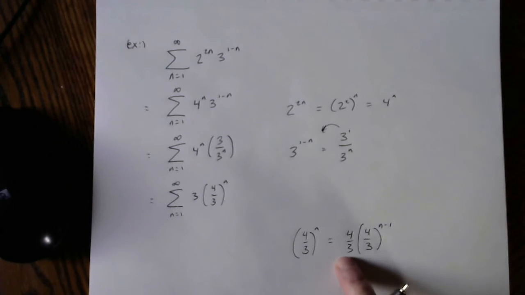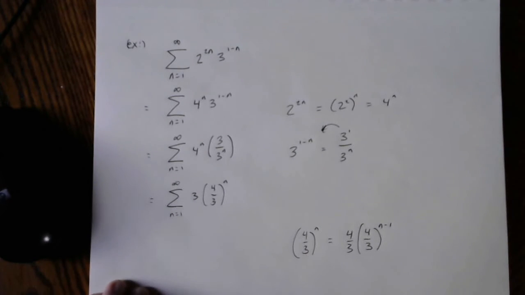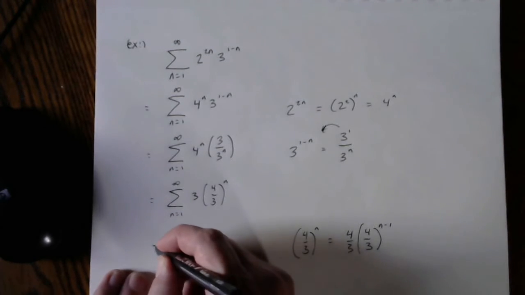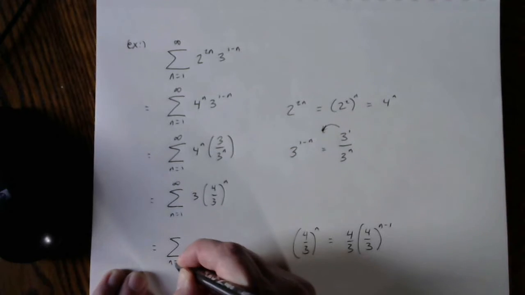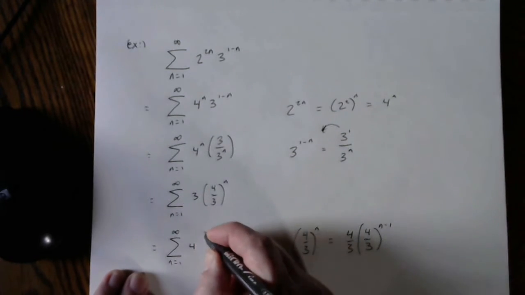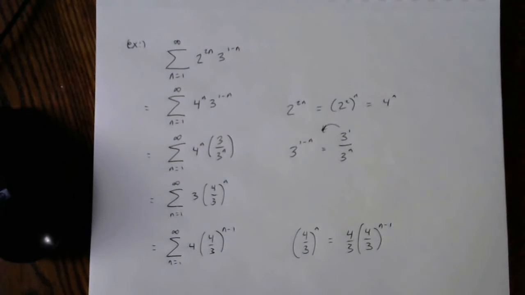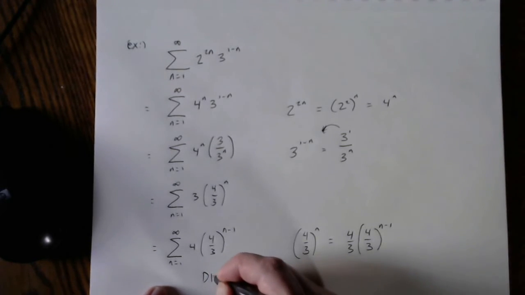Now this is a constant, 4/3, so that'll be absorbed into the 3. 4/3 times 3, that'll be 4. And I now have 4/3 to the n minus 1. This is now in the correct form. 4/3 is greater than 1, so this series diverges.